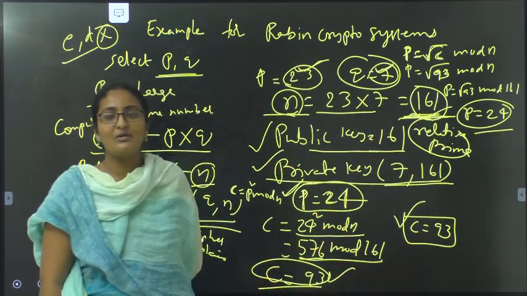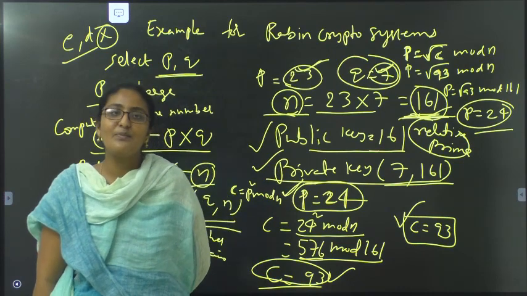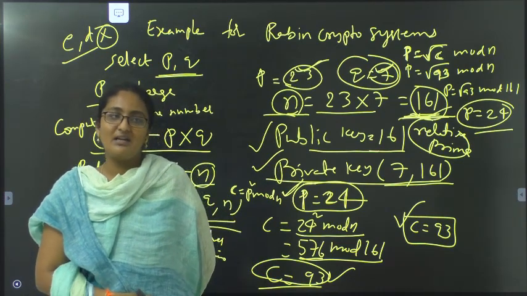So by this the Rabin crypto system is also completed. With this we will complete unit 3 in CLS.